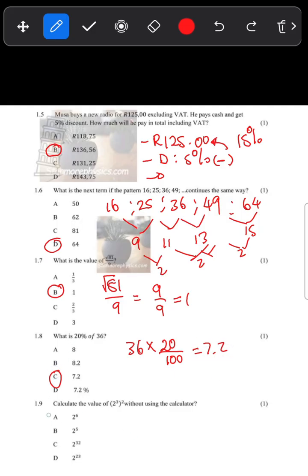Okay. Then 1.9, they say calculate the value of (2 to the power of 3), all to the power of 2, without the use of a calculator. Okay, so this should be simple. You're going to have 3 times 2 equals 2 to the power of 6, and you're done. You don't have to go further. So your answer is going to be A. Okay. Now let's move on to the next slide.